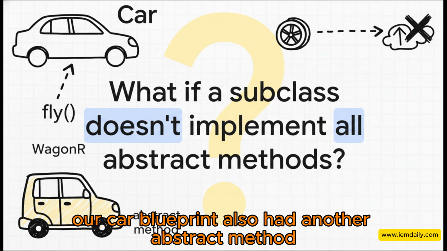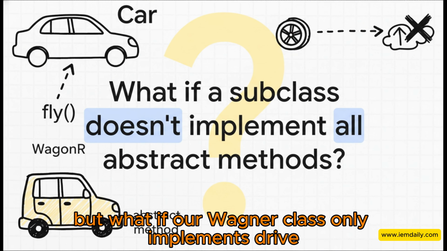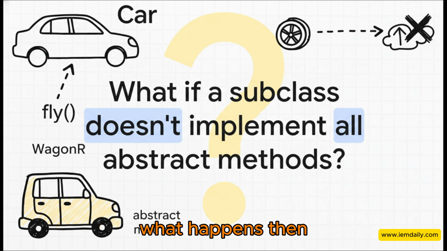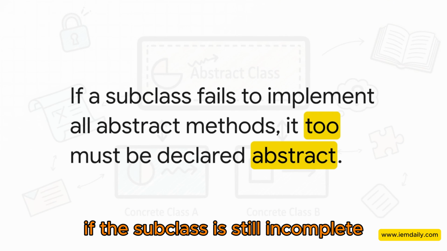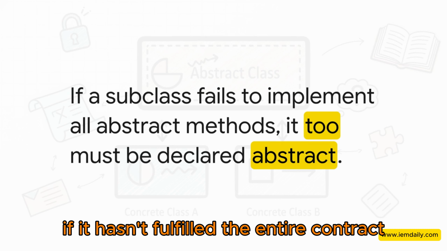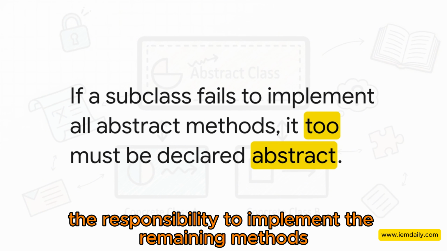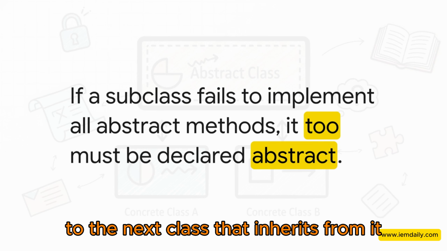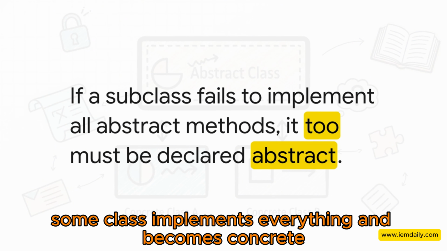Okay, now for a really important edge case. Let's say our car blueprint also had another abstract method, like enable autopilot. But what if our Wagon R class only implements drive and just ignores enable autopilot? What happens then? The rule is simple, and it's totally logical. If the subclass is still incomplete, if it hasn't fulfilled the entire contract, then it must also be declared abstract. The responsibility to implement the remaining methods just gets passed down the chain to the next class that inherits from it. This chain of abstraction can continue until finally some class implements everything and becomes concrete.